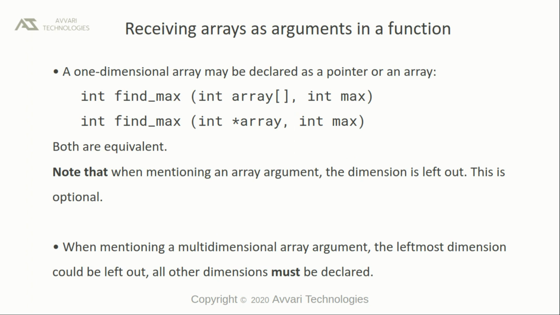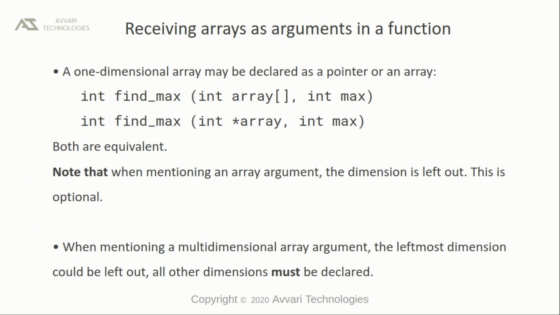Receiving arrays as arguments in a function. We can pass arrays to functions. A one-dimensional array could be declared as a pointer or as an array. Either we can pass it as an array or as a pointer. In the first case, we are passing it as an array. In the second case, we are passing it as a pointer. Both are equivalent.